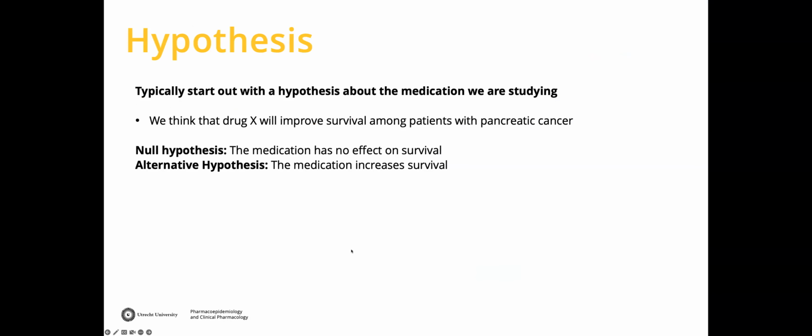So typically, when we are going to be conducting a randomized controlled trial, we start with a hypothesis, which is an idea about the medication that we might be studying, our new chemical compound. So, for example, this could be something like we think that new drug X might improve survival among patients with pancreatic cancer. So that's our hypothesis about the medication that we're studying.